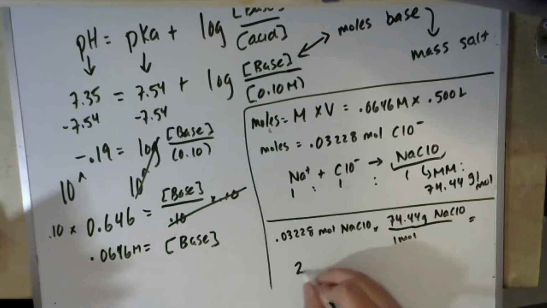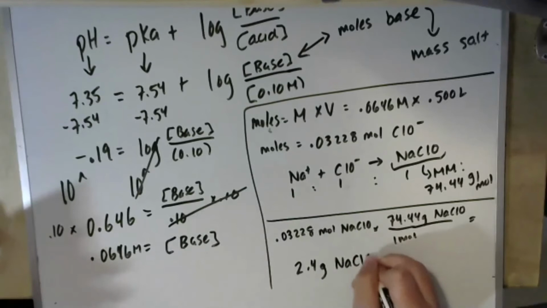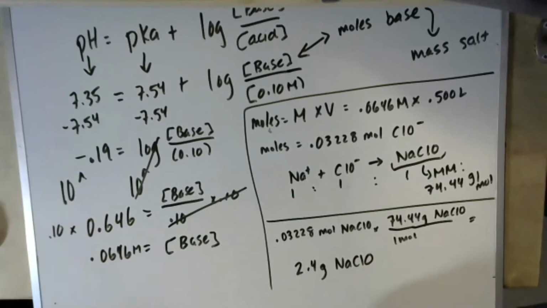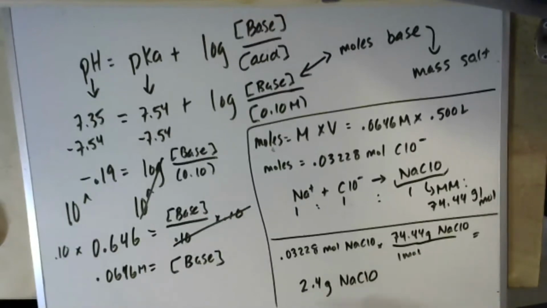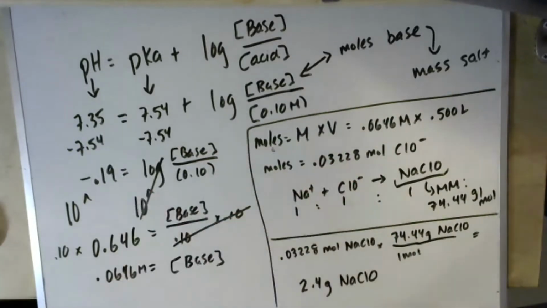So we would need to add 2.4 grams of the NaClO to the 500 milliliters in order to have the correct concentration of the anion here to get a pH of 7.35 for our buffer.